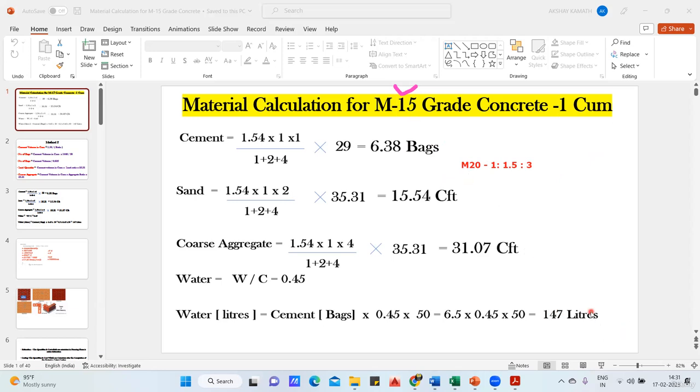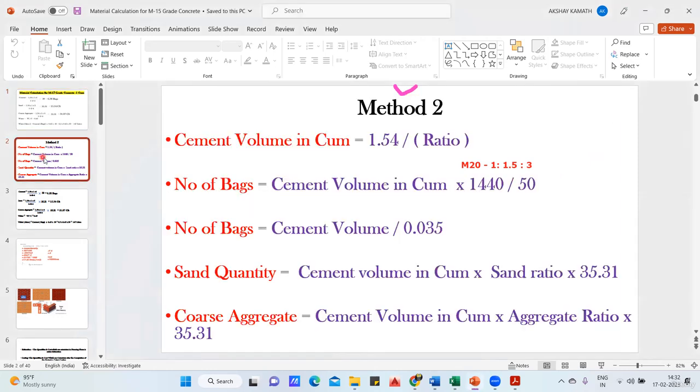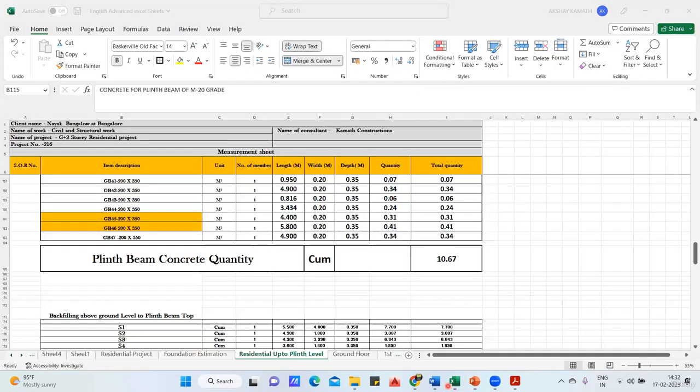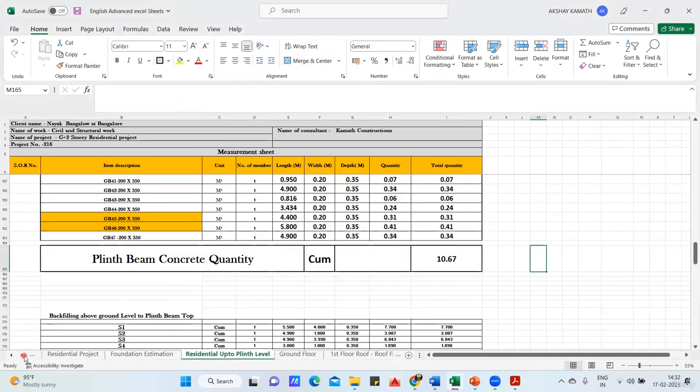Got it? Great. In the next lecture I'll teach you one more method which I can adopt, and then I'll teach you how all these things have to be done on an Excel sheet. We'll prepare one Excel sheet which will act as a template for us. Then if any drawing comes to us, or if somebody asks us how to find the cement, sand and aggregate quantity, we can just plug in the values there and get the final answer.